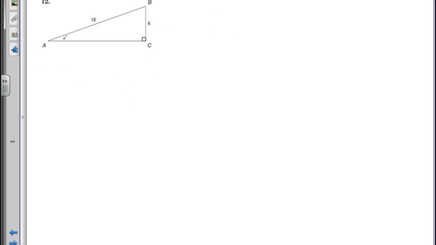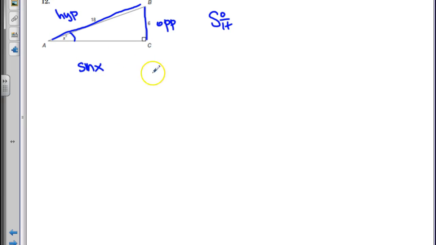All right. What if they give you sides and a missing angle? This gets a little exciting here. Okay, so here's the angle. Here are the sides that I'm given. I'm noticing I'm given the hypotenuse, and from this angle, the opposite side. So that is sine, right? Because sine is opposite over hypotenuse. So I have sine x, I don't know that, is equal to 6 over 18.